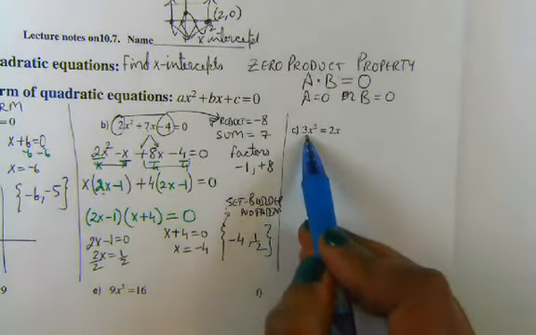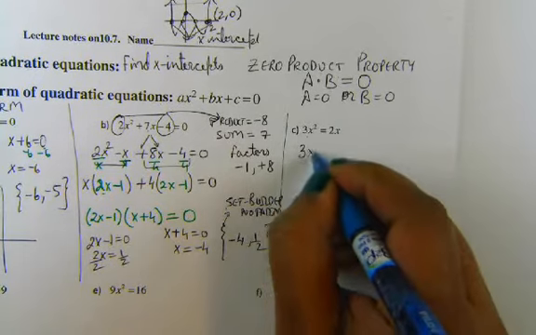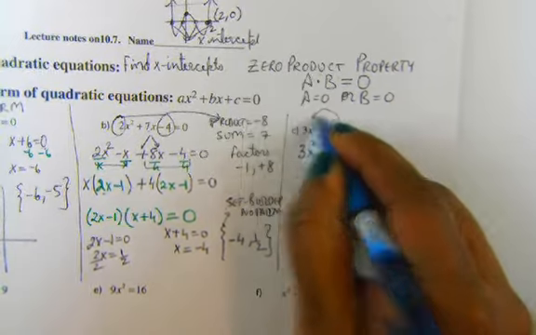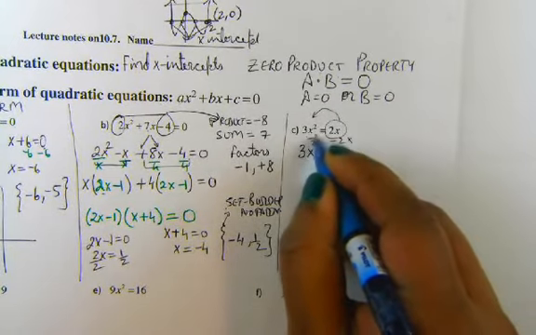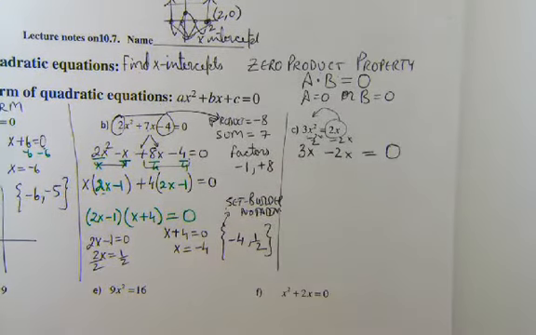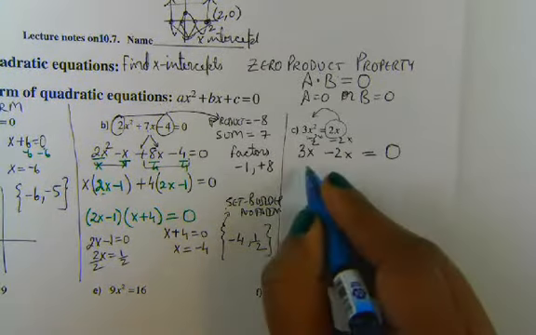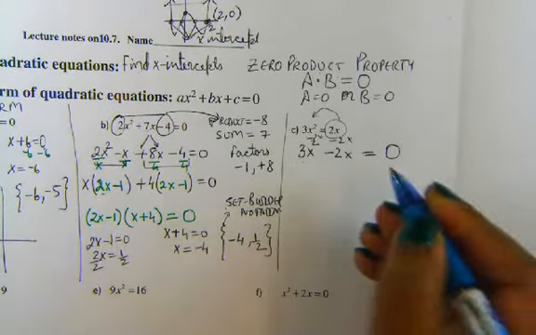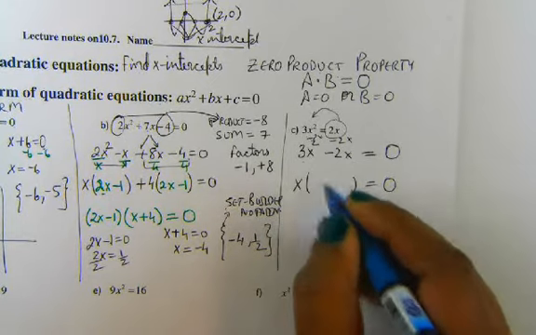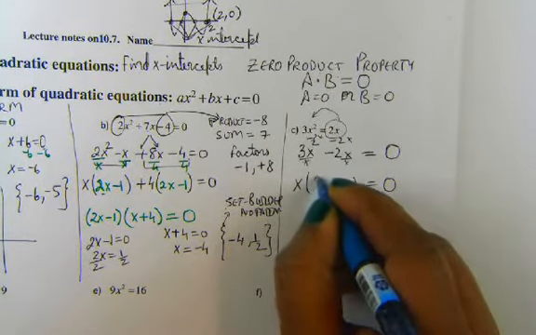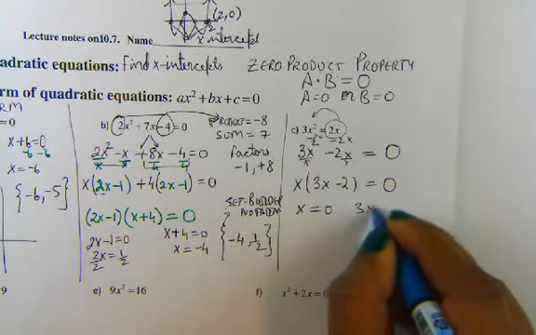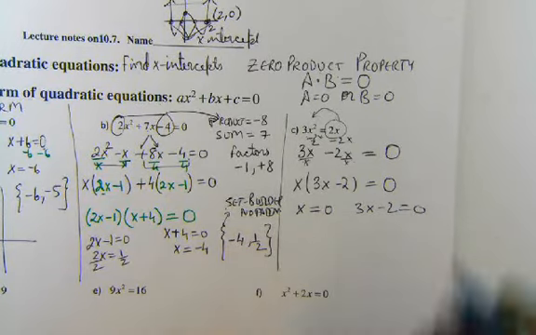Moving on to C, this is not written in standard form, so we need to move this 2x to the other side. So we'll do minus 2x, and that's how we are getting a 0. So the first thing is that it has to be written in standard form. Now the first step of factoring is GCF, and the GCF is x. So dividing by x, this gives 3x minus 2. So x is 0 or 3x minus 2 is 0, because the product is 0.